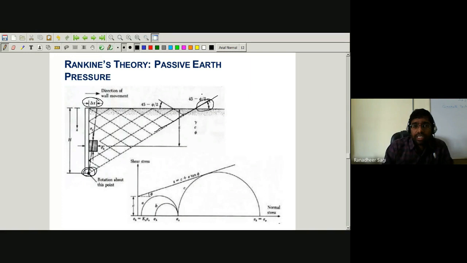2 with the horizontal, or if I want to represent the angle that your failure plane is going to be making with the vertical, it's nothing but 45 plus phi by 2 with the vertical. That's what we are going to be having with the vertical axis or vertical plane.